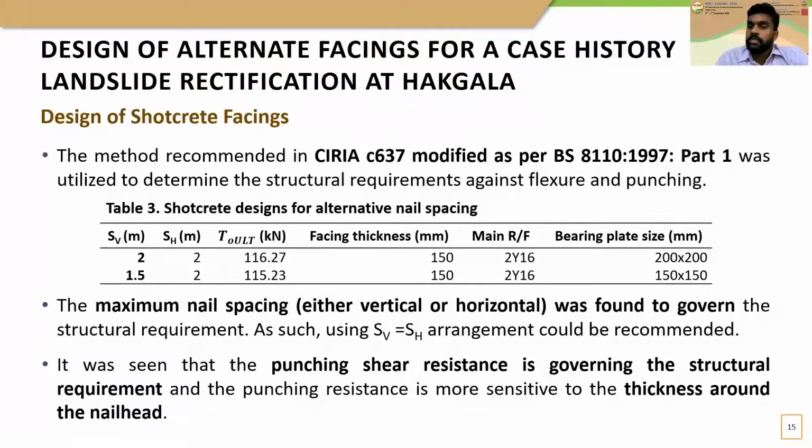Moving back to the case history, the applicability of shotcrete facing for the CS5 area is evaluated using the proposed modified method. Accordingly, to resist the nail head load of 116 kilonewtons at CS5, a thickness of 150 millimeters, 2 by 16 main rebars, and 200 by 200 head plates were required. Moreover, it was seen that the punching shear resistance is governing the structural requirement, and the punching resistance is more sensitive to the thickness around the nail head.